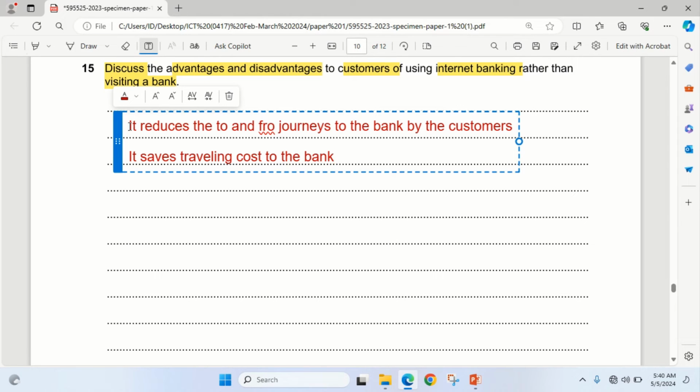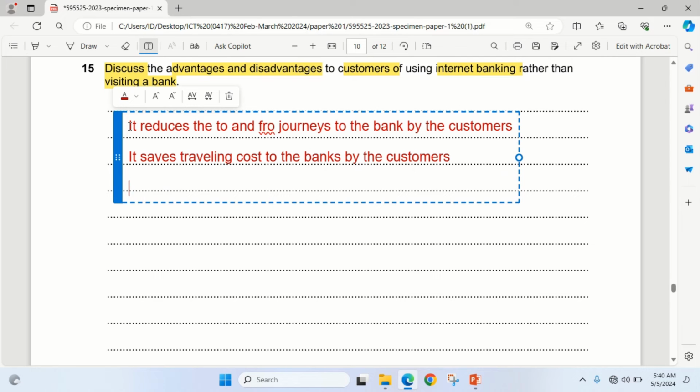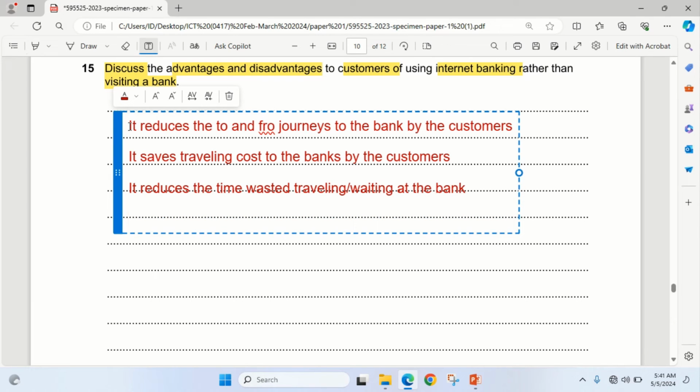To the bank by the customer. Another thing that you can say is that it reduces the time wasted traveling or even waiting at the bank, so they can use their time for something more productive. They have opportunity for 24/7 banking. That's another advantage.